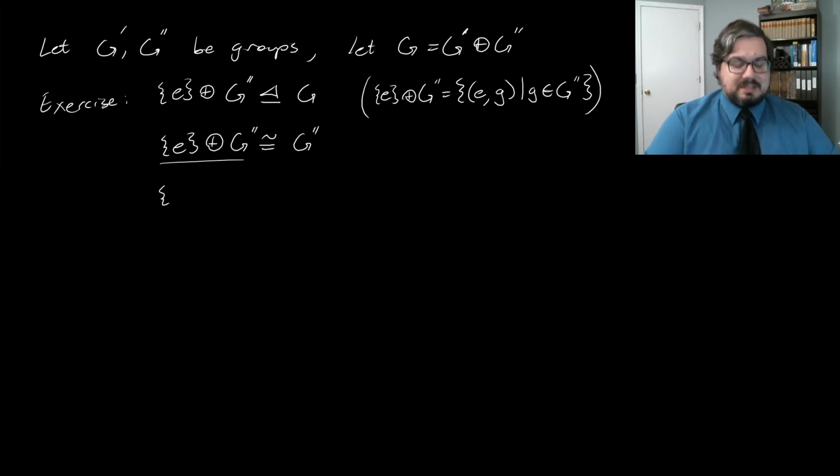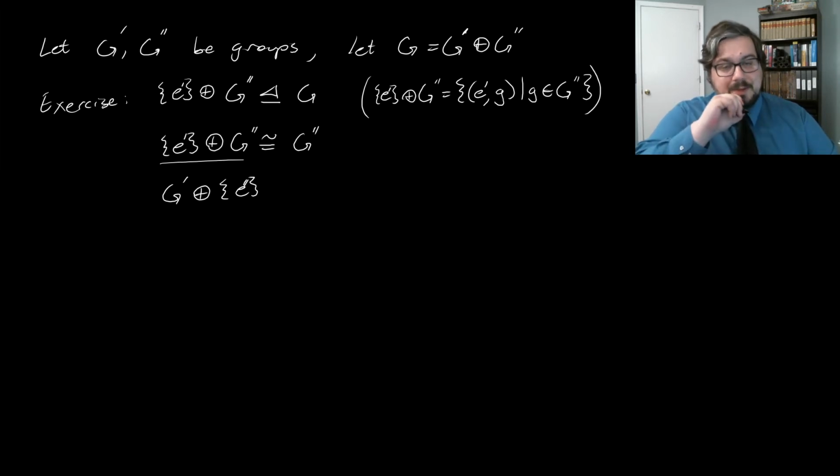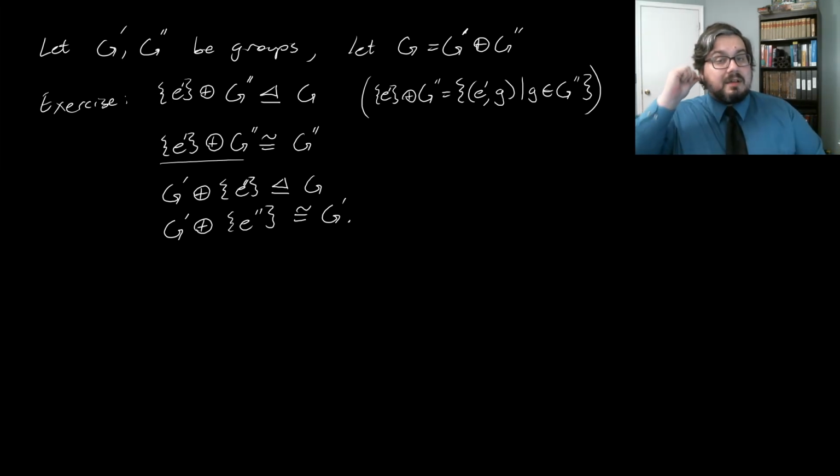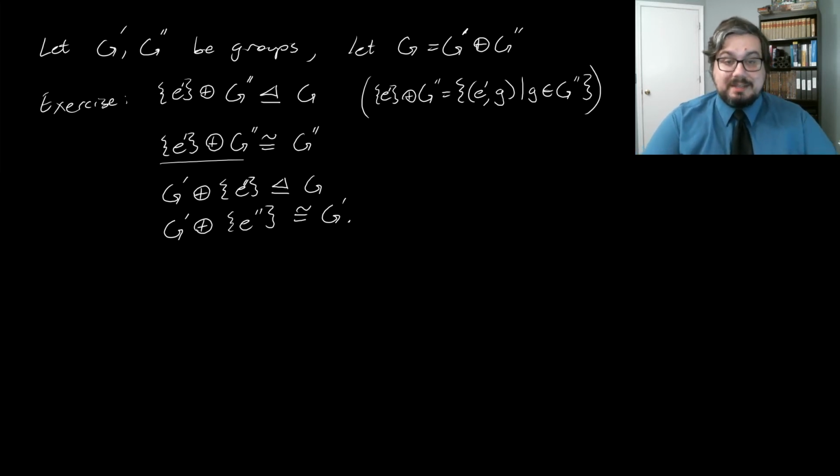And then, of course, we can do the same in the other direction. If we take the set of all elements that have the identity in the second component, I should probably actually denote these with primes corresponding to their groups. The set G prime direct product just the singleton e double prime, the identity of G double prime, that's also a normal subgroup of G, and it's isomorphic to G prime itself. So when we have a direct product of groups, then we can actually think of the two factors as in some ways sitting inside the group itself. We have a copy of G prime sitting inside of G and a copy of G double prime sitting inside of G.